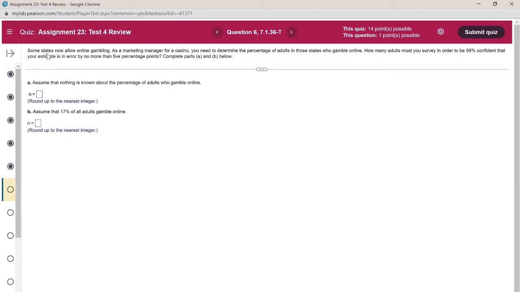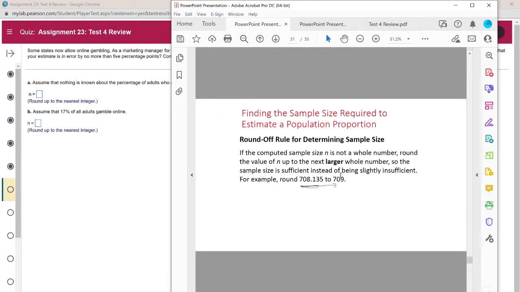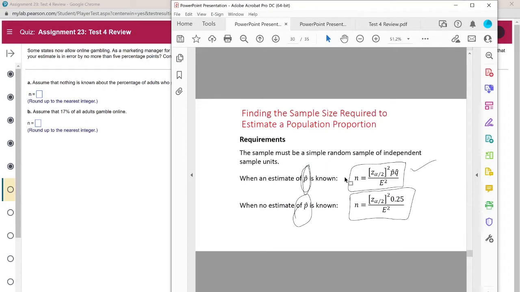Okay, some states now allow online gambling. As a marketing manager for a casino, you need to determine the percentage of adults in those states who gamble online. How many adults must you survey in order to be 99% confident that your estimate is in error by no more than 5 percentage points? So to find the sample size, we're going to use this formula here. There is a formula for finding the sample size.